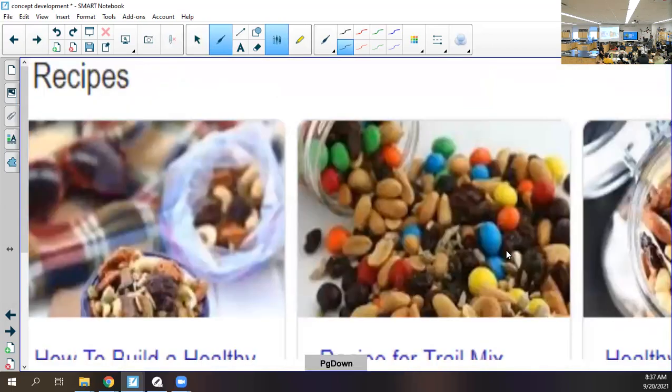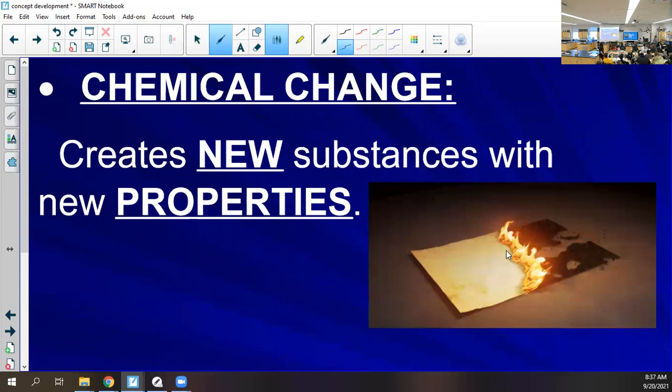All right, so that's next. Here we go. Chemical changes create new substances with new properties. So instead of a piece of paper, we would have ashes, we got heat, light, smoke, everything that came out. There was definitely a change in properties.